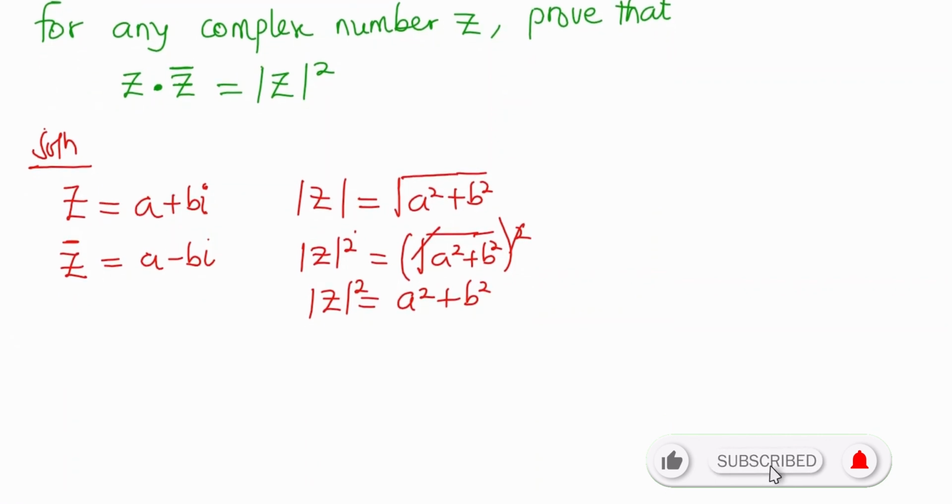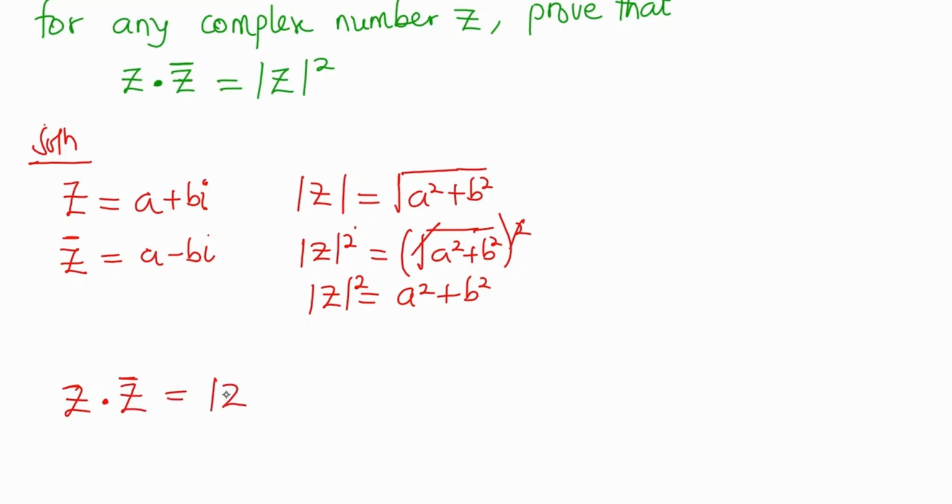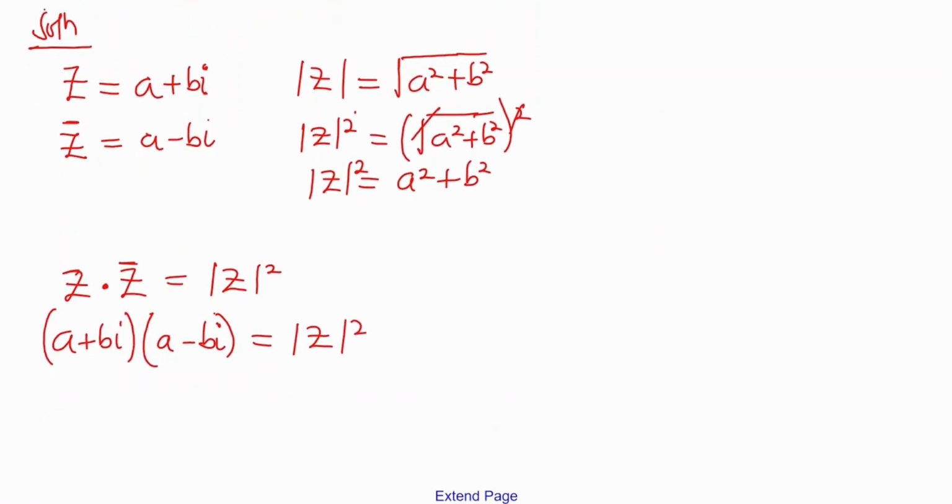Now let's tackle it. Once you have been able to analyze it, then you are saying that z times z bar should be equal to the magnitude of z squared. What is z? We know z to be a plus bi, and z bar we know to be a minus bi, and it should be equal to the magnitude of z squared. Now we ask ourselves, how do we multiply this? It follows the normal FOIL method.